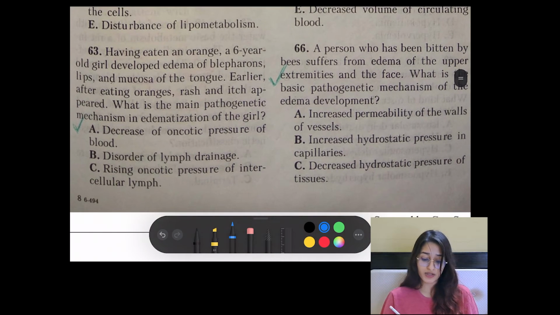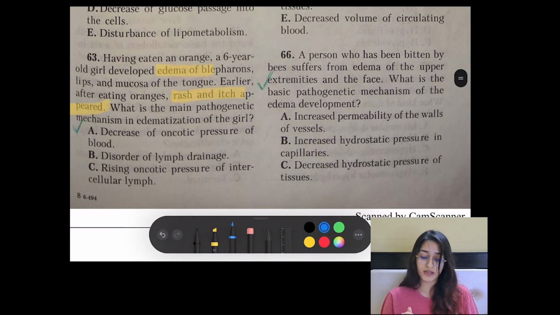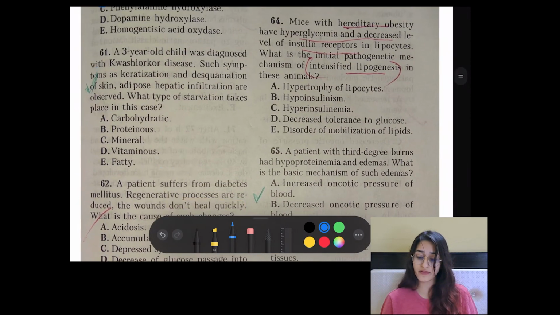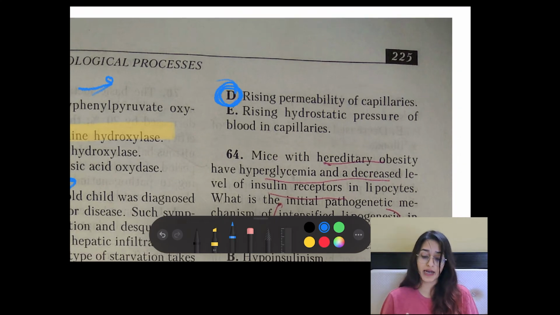Next, having eaten an orange, a 6-year-old girl developed edema of blepharon, means the upper eyelid, lips and mucosa of the tongue. Earlier, after eating orange, rash and itch appeared. So this is basically your anaphylaxis reaction, because after eating orange, she developed edema and rash and itch within minutes. And what happens in anaphylaxis? Permeability of capillary rises. So fluid flows from the blood capillaries to the surrounding tissue, leading to edema.